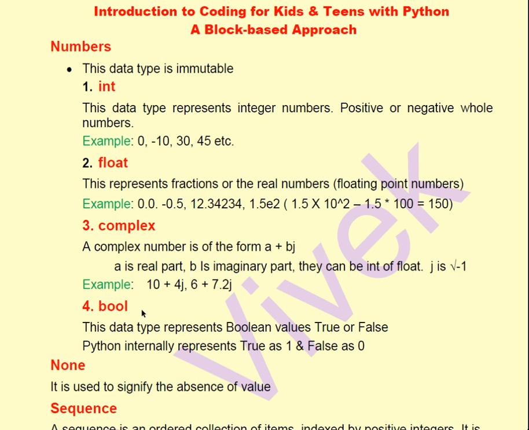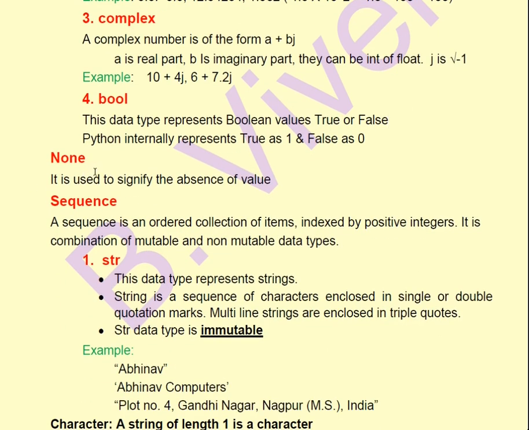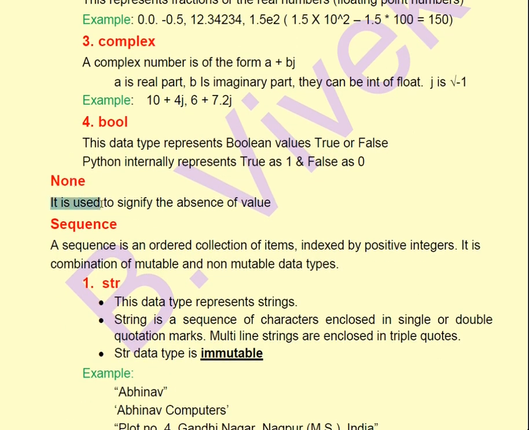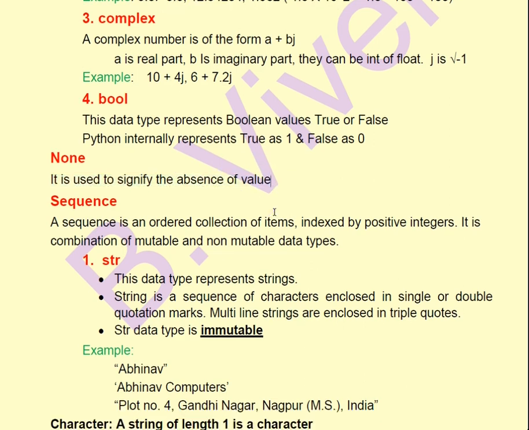Then we have the bool data type. This data type represents Boolean values true or false. Python internally represents true as 1 and false as 0. So there are only two Boolean values, and these are true and false. Mind well, in True, T is capital and in False, F is capital. Next data type is None. It is used to signify the absence of value.